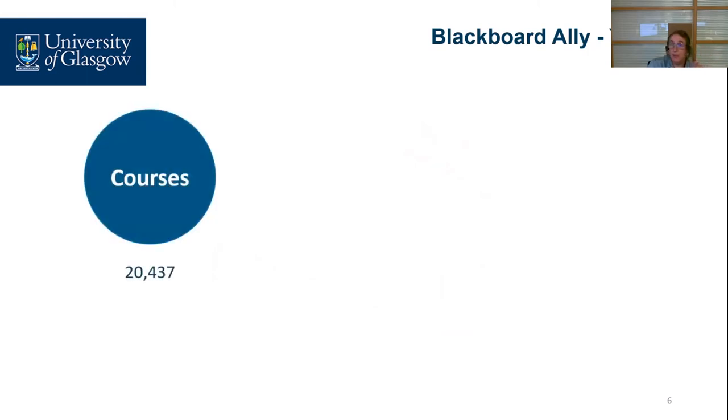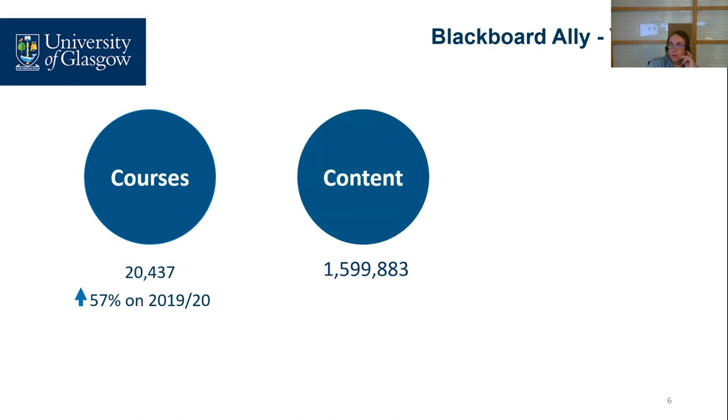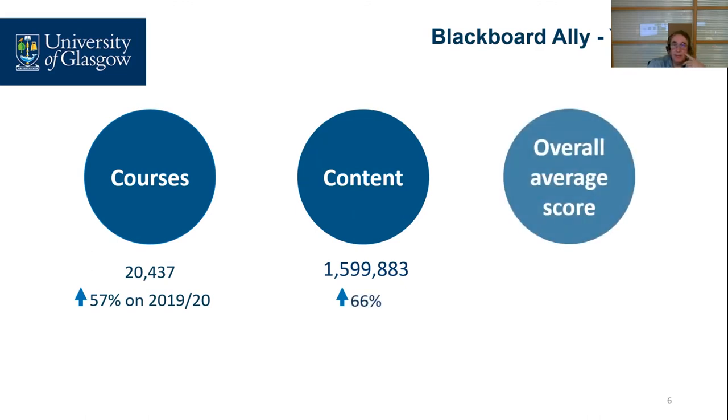In terms of our first year using Ally, I'm not going into all the communications and the buy-in and the working groups that we had to do here. I'm just going to focus on the outcomes. In year one, we had over 20,000 courses being used by Ally, and that was up 57% on the previous year. Not surprising, because it was during lockdown. Almost 1.6 million pieces of content were checked by Ally, and again that was up 66%. Our overall score was 74.6%, which was up 17% on the previous year. So what I'm saying is our student experience improved by 17%, because that content is much more accessible and much more usable by the student body.